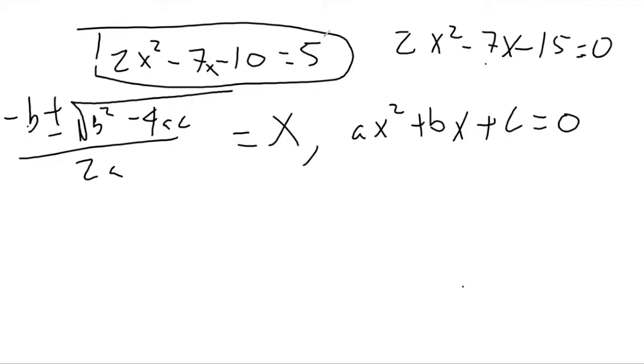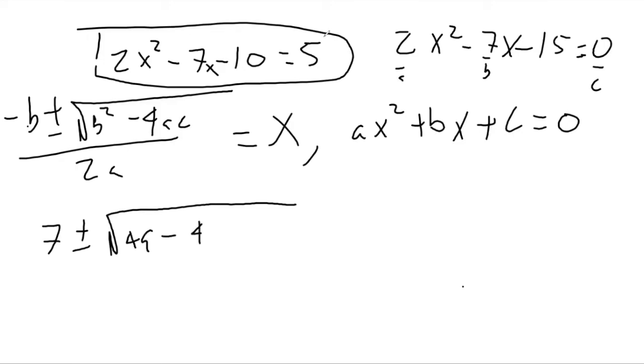If this is b, this is a, this is c, negative b is going to be positive 7. So 7 plus or minus the square root of negative 7 squared, so that's going to be positive 49, minus 4 times a, which is 2, times c, which is negative 15, all over 2a, which is 2 times 2, which is 4.